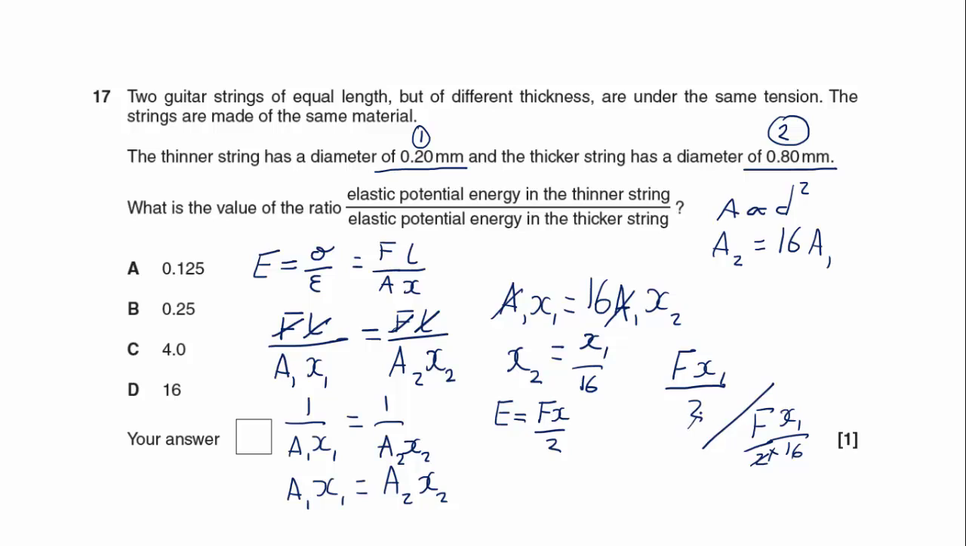The 2's can cancel off, the F's can cancel off, so that's going to leave me with x1 over x1 over 16. The x1's cancel, so that's going to be the same as 1 over 1/16, which is 16. So our answer is D, 16.